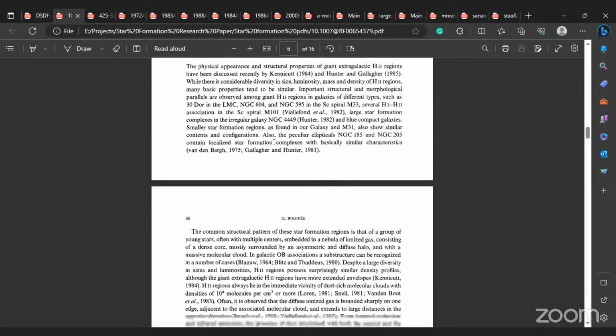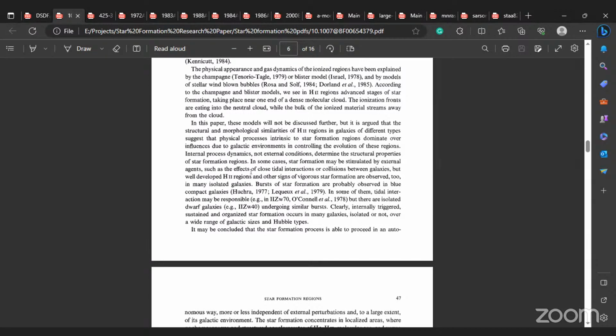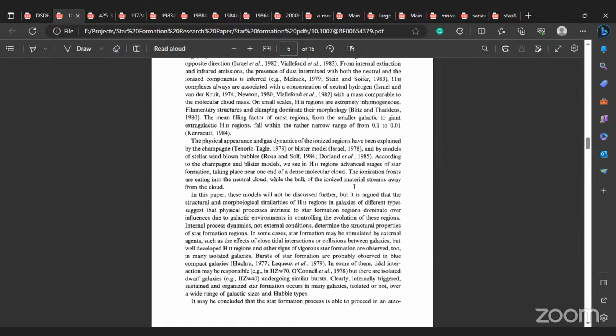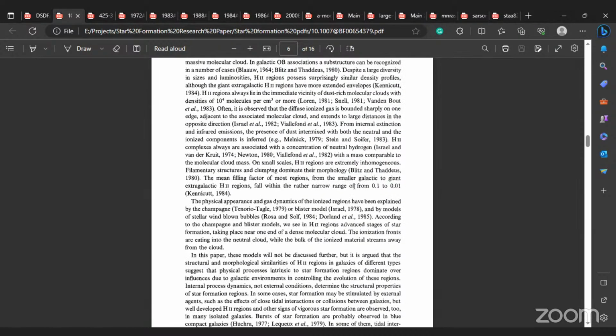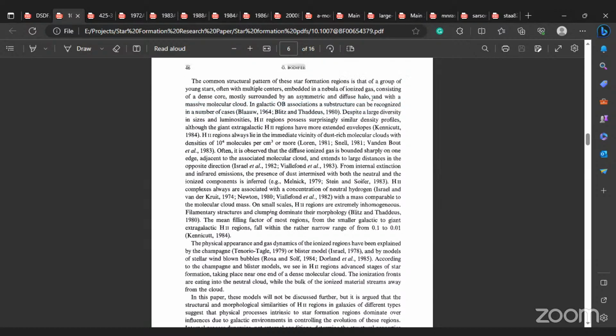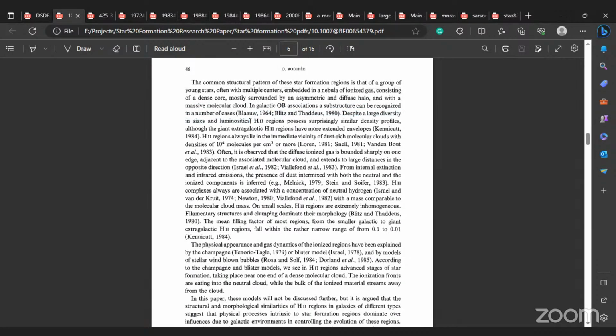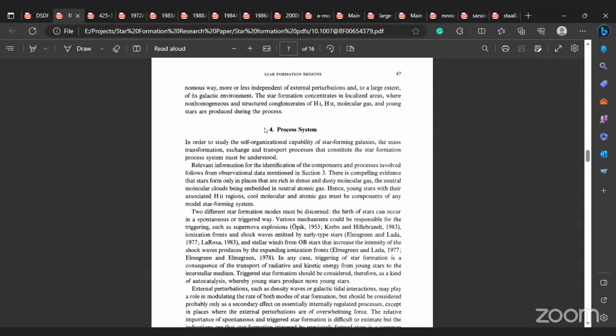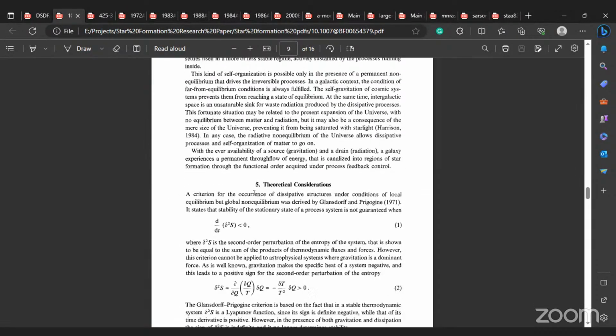So star formation regions, morphological similarities. So you can leave this part. Anywhere where they are saying, okay, in this region of the spiral galaxy, this star showed this property, you may face some doubts. So it may sometimes cause confusion. To avoid that, you can directly go forward towards the theoretical reaction that they are saying, and not concern yourself that much with statements like, in galactic OB association, a substructure can be recognized in a number of cases. And despite a large diversity of size and luminosities, H2 regions possess surprisingly similar density profiles. These type of things are not that much required. So yeah, now you go towards the process system, and after that, theoretical considerations.